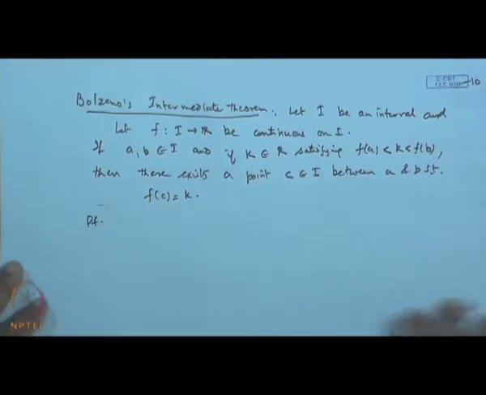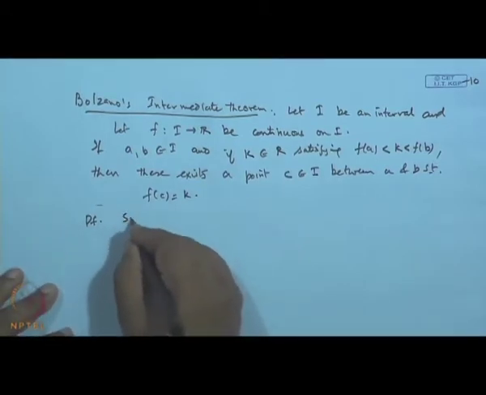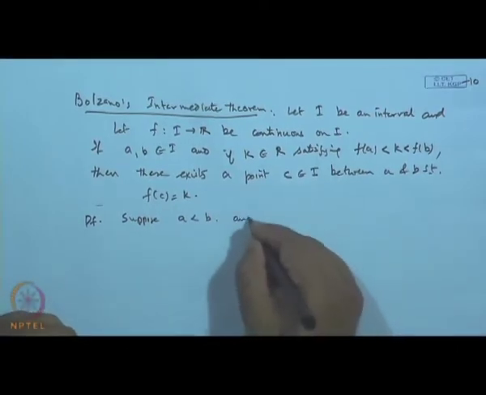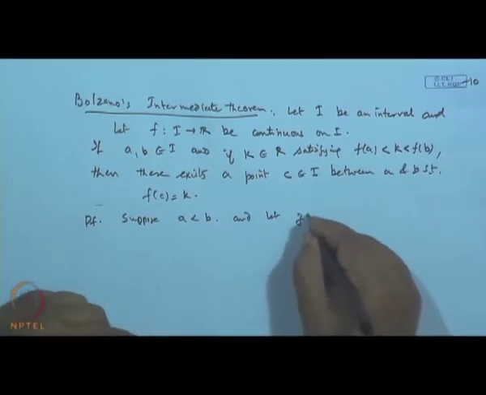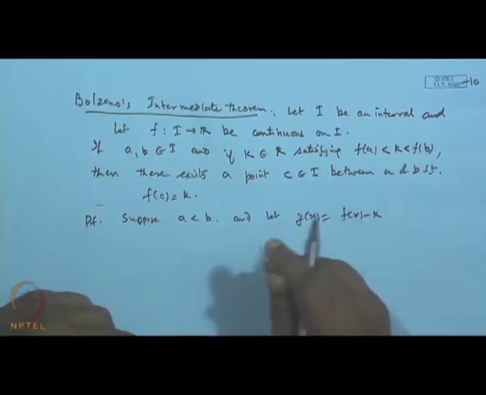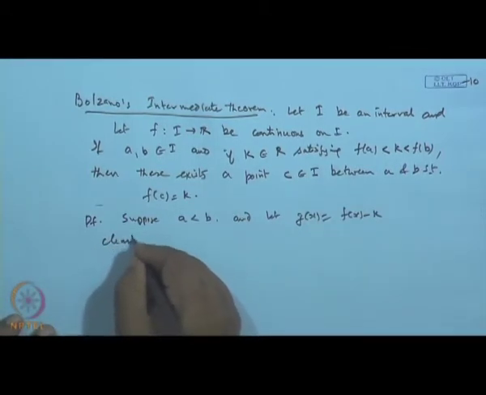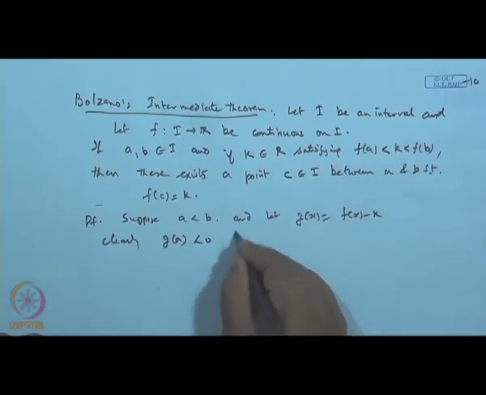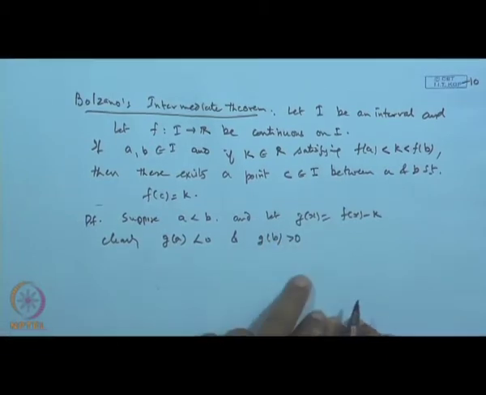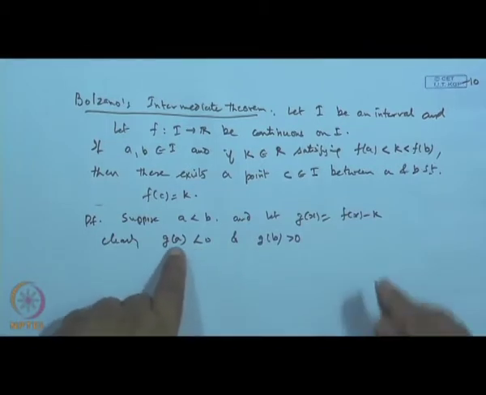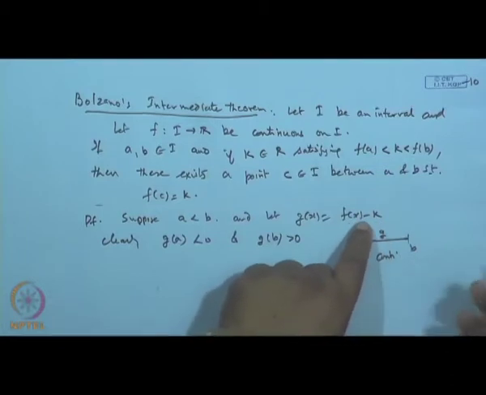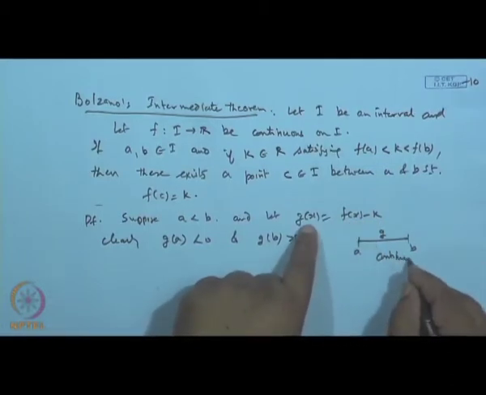So, the proof of this is like that. Suppose that a is less than b. Let us take this one first. Let g be defined as g of x equal to f of x minus k. If we look at this function, then clearly at the point a, g of a is f of a minus k, which is negative, and g of b is positive. So, this function g has a negative value at the point a and a positive value at the point b. g is a continuous function because f is continuous and k is constant, so addition or subtraction of continuous functions is continuous. So, g is continuous over the interval a b.